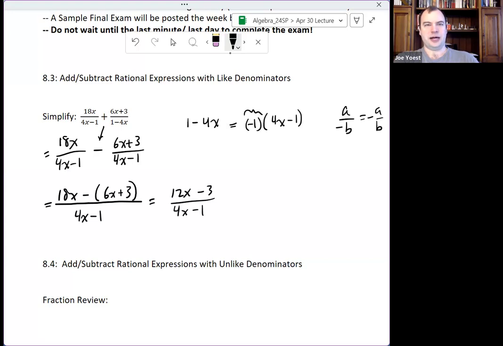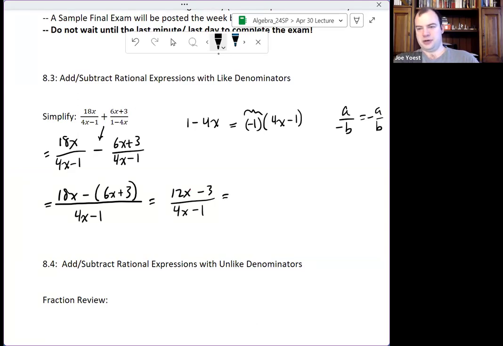So I'm looking to factor, because remember, if I want to divide something out, I do not want to do something like, say, 12x over 4x equals 3. That wouldn't be a valid operation. I can only divide out common factors between the numerator and denominator. So I'm looking to factor everything.